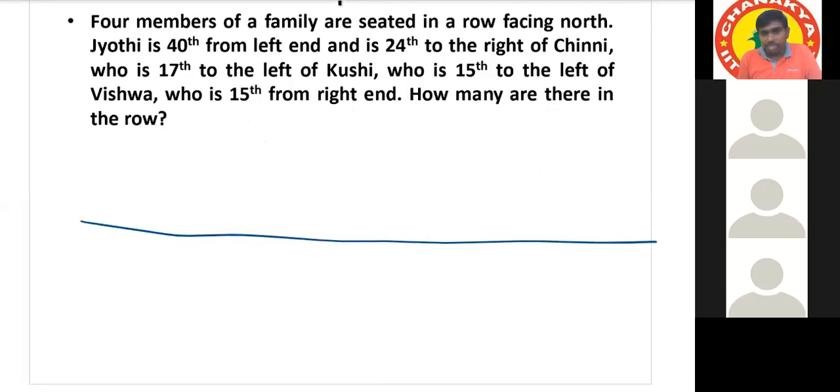I'm taking one row arrangement. Four members of a family are seated in a row facing north. All the persons are facing towards north. For a person facing north, this side is right and this side is left.